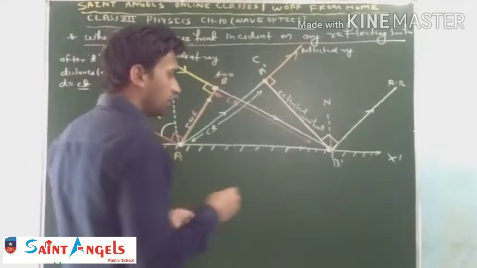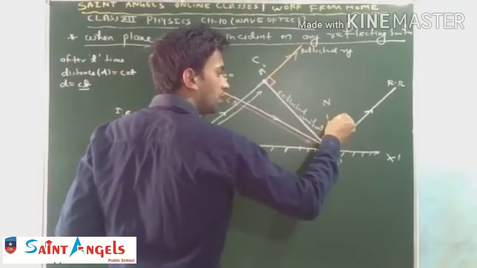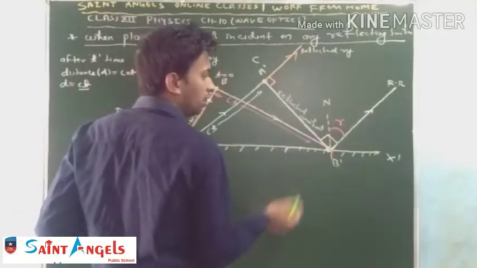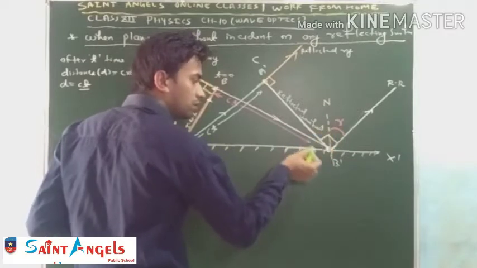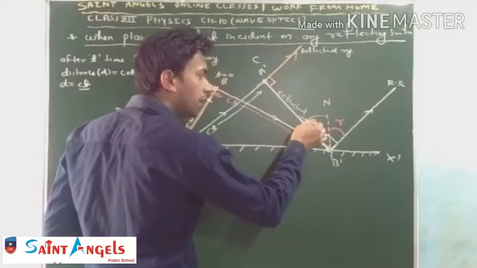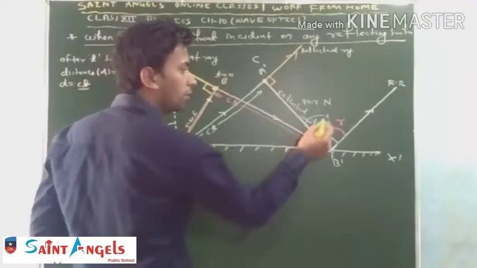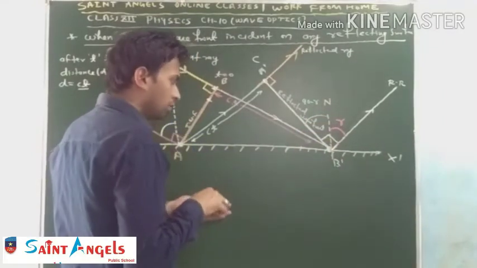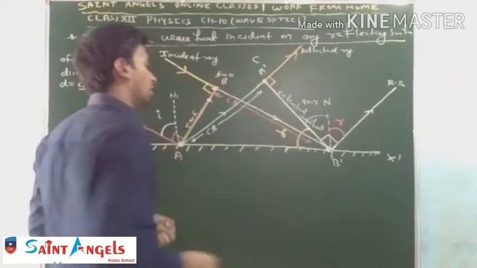Friends, here it is clear that this is a reflected ray, so the angle between the normal and the reflected ray is the reflected angle. Now this angle is R, so this angle is equal to 90 minus R, and we know that the normal makes an angle of 90 degrees with the surface, so this angle is equal to R.